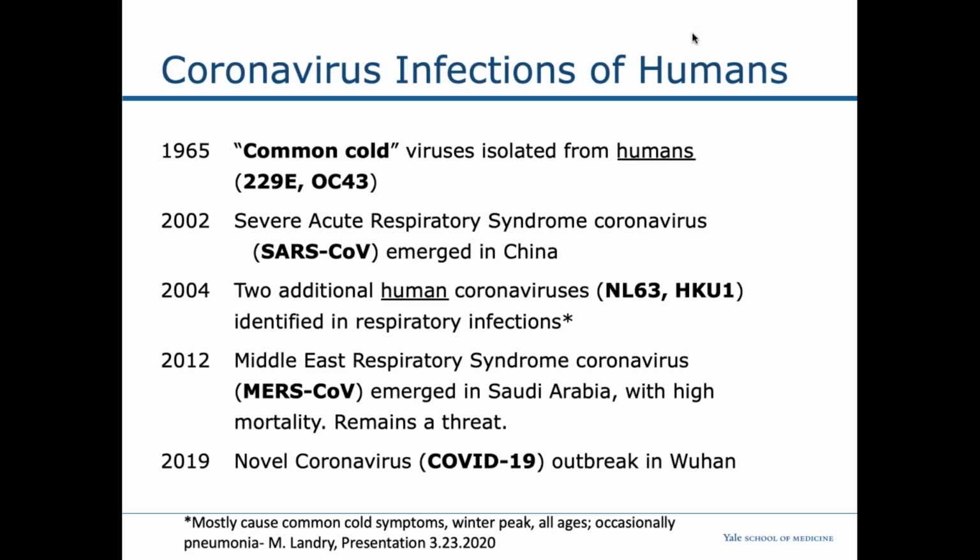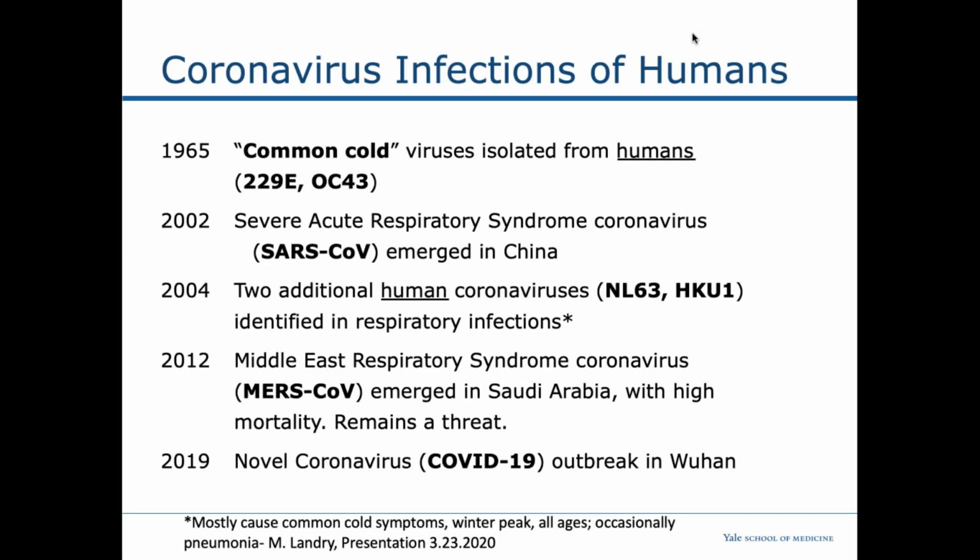But then in 2002, the severe acute respiratory syndrome coronavirus emerged in China, spread to different parts of the world, and fortunately, we were able to contain that, in part because people who contracted it generally got sick, and we were able to identify those people. That caused about 10% deaths in people that contracted the SARS.